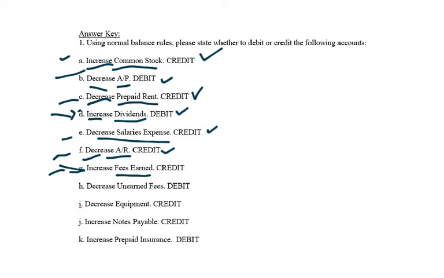All right, so fees earned is an example of a revenue. Normal balance of those is a credit. So if we're increasing it, it should also be a credit. Right, decreasing unearned fees. Now this is a new one. This is a strange one here.